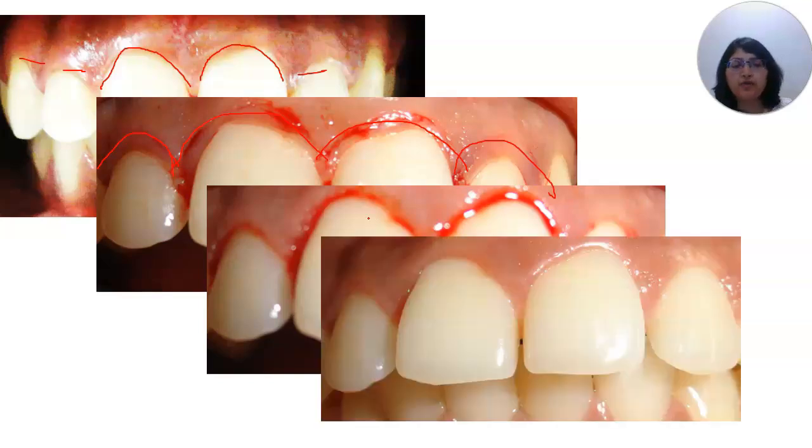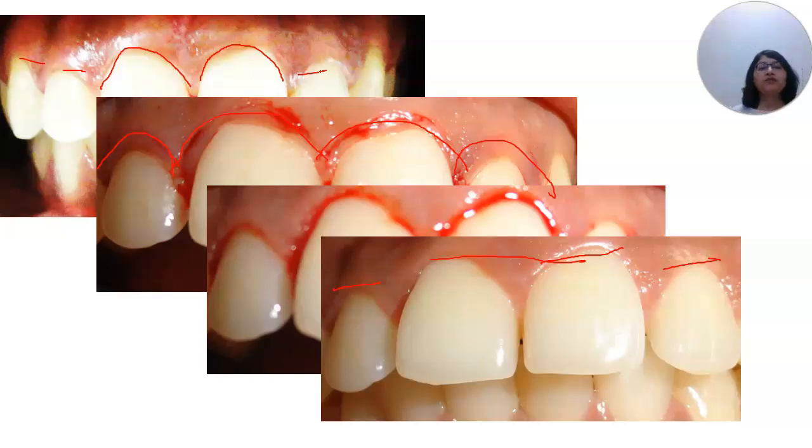And this was the post-op. Most of the difference, if you can see, like how you see the zenith lines, they're at the same level now. And if you see the lateral incisors, they got the same shape as compared to what it was before. So this was the aesthetic crown lengthening.